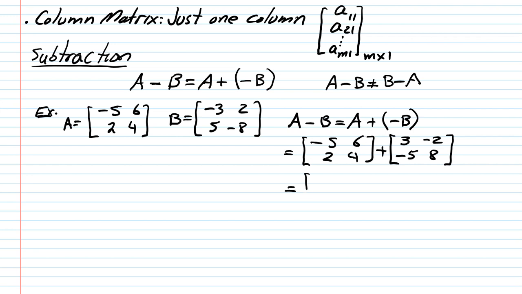We add corresponding elements. -5 and 3 makes -2. 2 and -5 is -3. 4 and 8 makes 12. 6 and -2 is 4. So this way, it's like we're adding all the time.